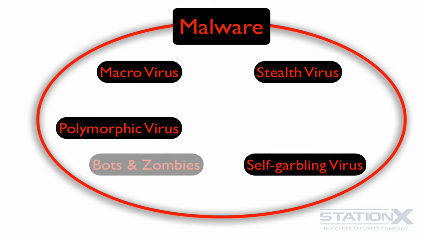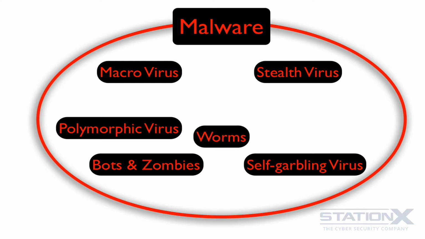You have bots or zombies, and that's really a collection of hacked devices under the command and control of a hacker. So if your machine does get compromised, it could be part of a bot network or be a zombie. You have worms. These are viruses that simply spread from one machine to another, to another, to another.